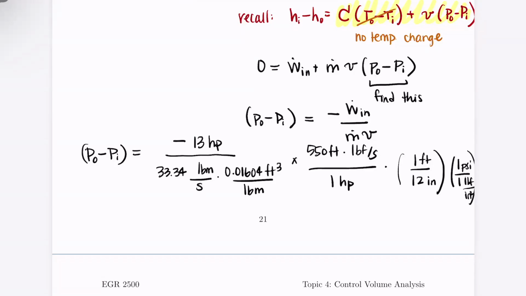So we get that the horsepower cancels. We have, oops, this should be quantity squared. Sorry about that. We have pounds of mass canceling. Per second cancels. Pounds of force cancel.